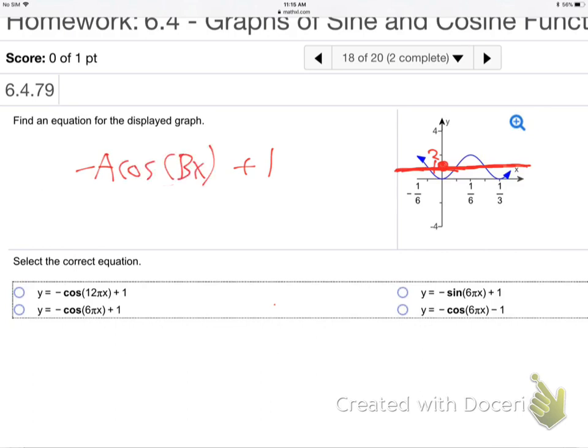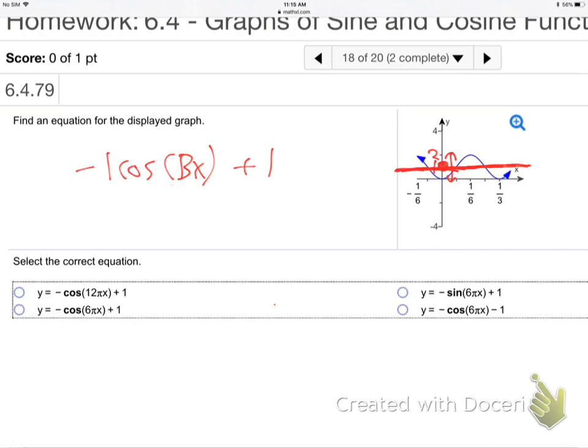We good to there? So what's the number in the front? How far above, what is the amplitude on this one? How far above and below its midline does this graph go? Just 1, right? Because the midline's 1, it goes up to 2, down to 0. So the A is just 1. Negative 1, because it goes below first. Everybody with me so far? So that's a negative 1 cosine.